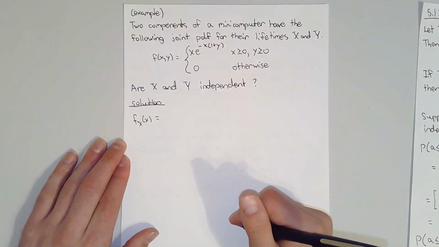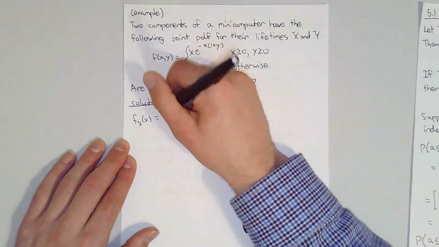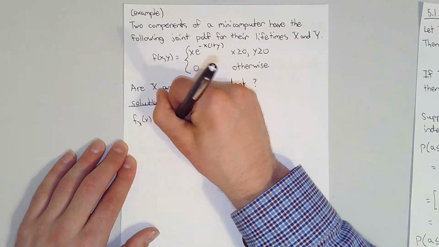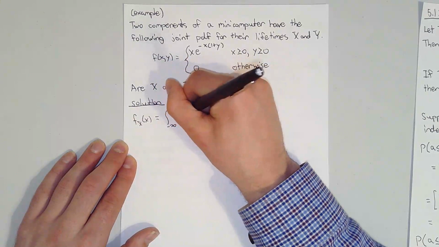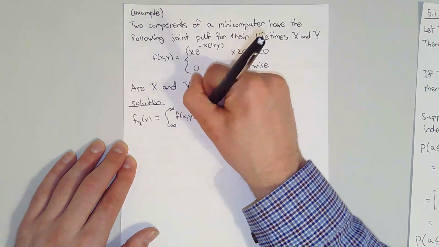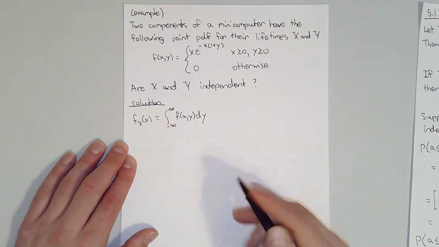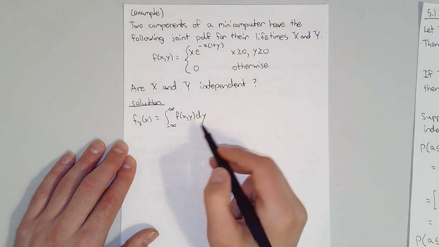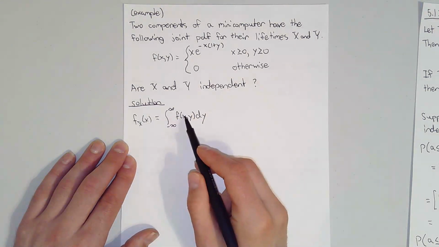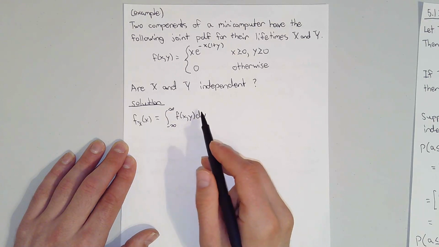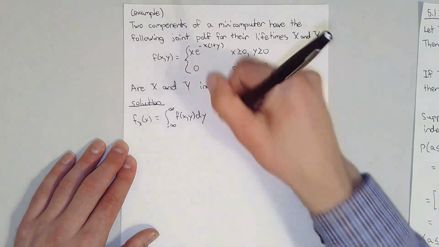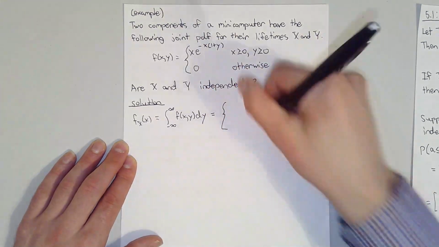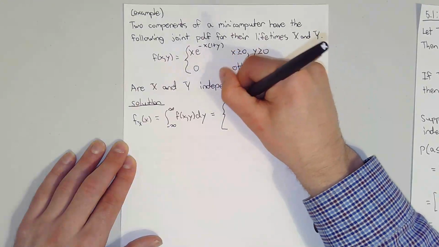By definition, the marginal PDF of capital X is given by the following integral. Even though this looks like an expression of two variables, I again emphasize this resulting expression is just an expression of x, because y is now a dummy variable, since we're integrating with respect to y. Last time we saw that this defines the following piecewise defined function.